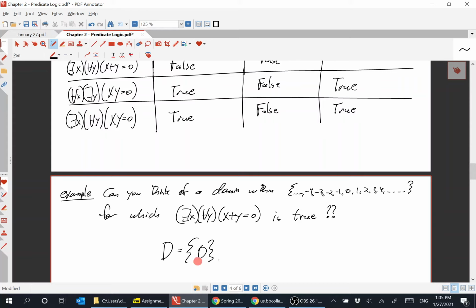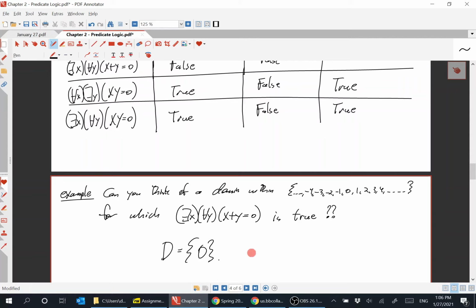There exists one particular x in this domain. Well, there's only one thing in the domain, x equal to 0, such that for every y in the domain, what's y going to be? I mean, you picked x equal to 0. Now I got to look at every y. So which ones am I looking at? What are the possibilities for y in this domain? 0. Just 0. 0 plus 0 is 0. That's the only domain where this works.